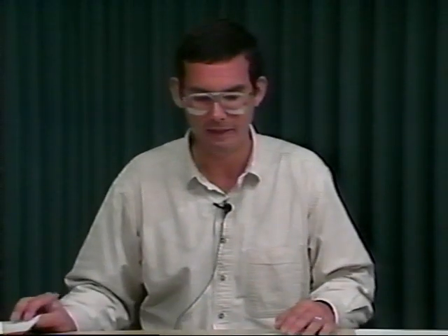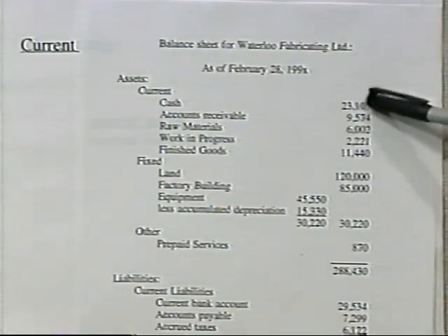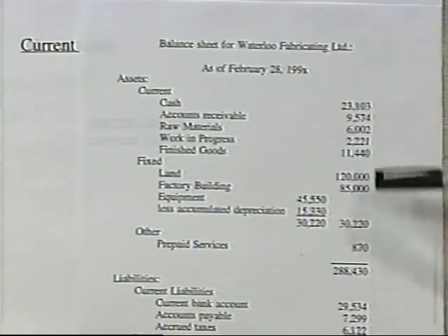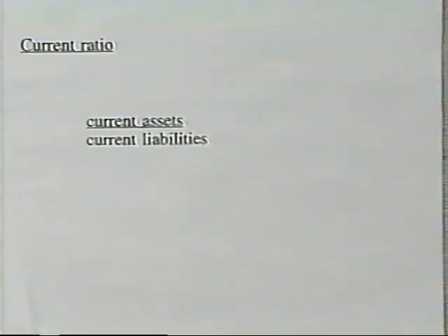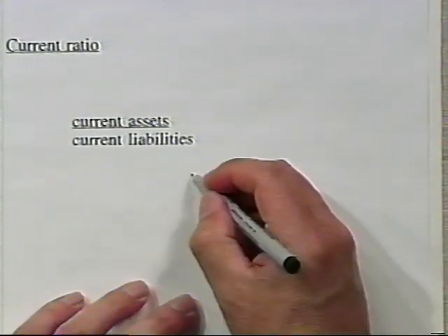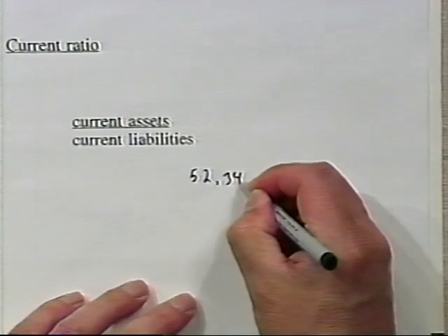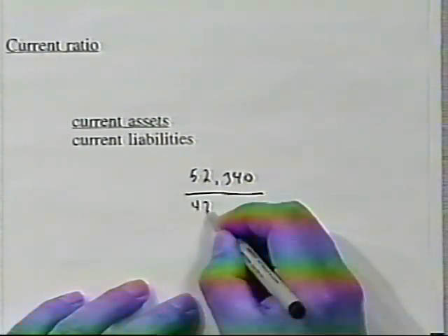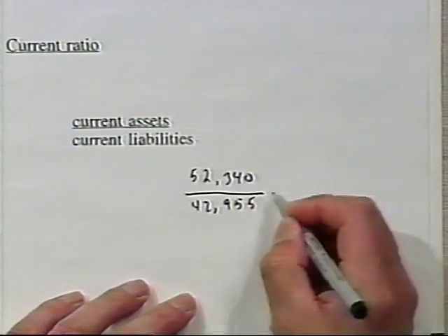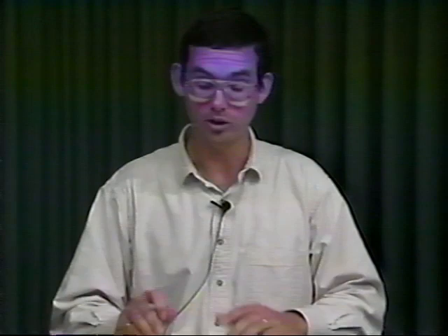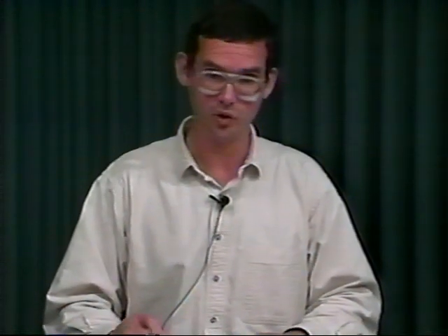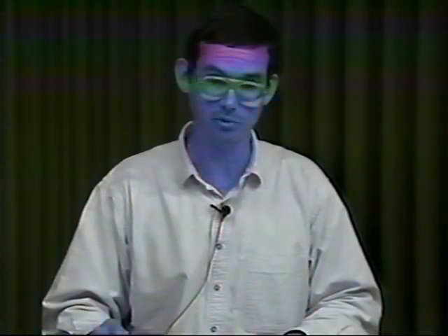So for our Waterloo Fabricating example, the current assets would be the sum of these 5 figures. The current liabilities is the sum of these 3 figures. And that works out to be $52,340 divided by 42,955. And that's 1.2. At 1.2, we can see it exceeds 1. So that critical threshold of 1 has been reached.